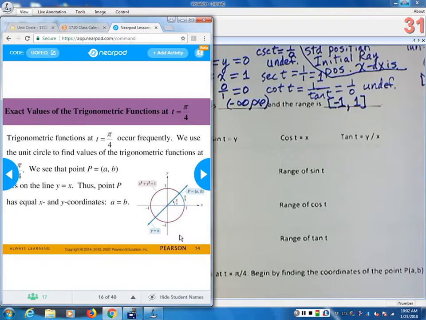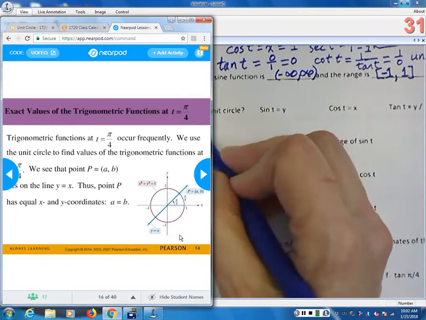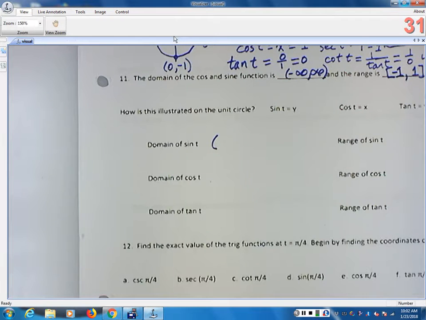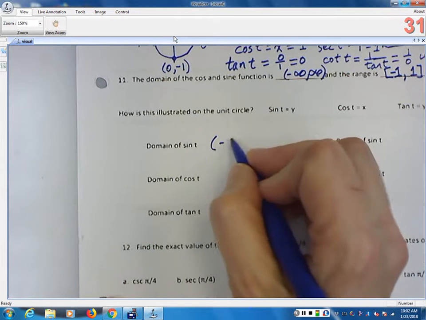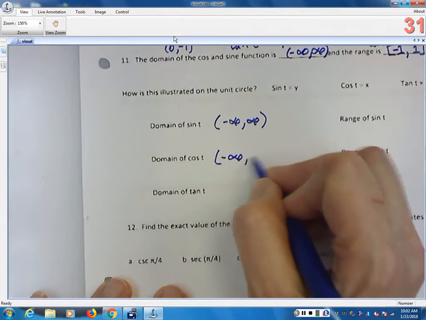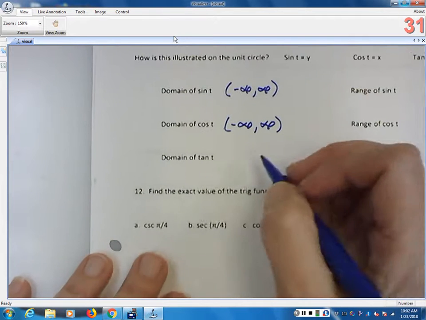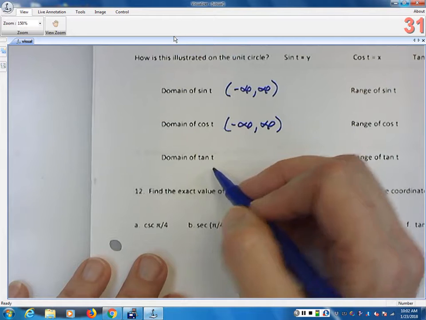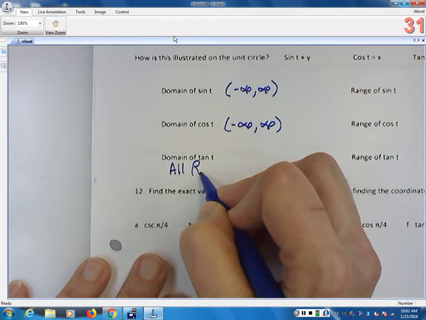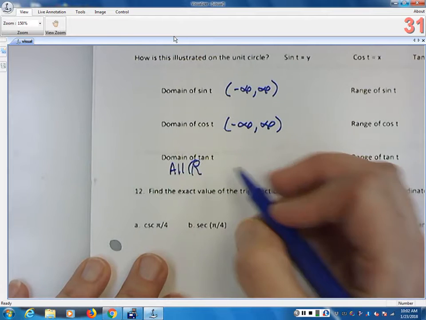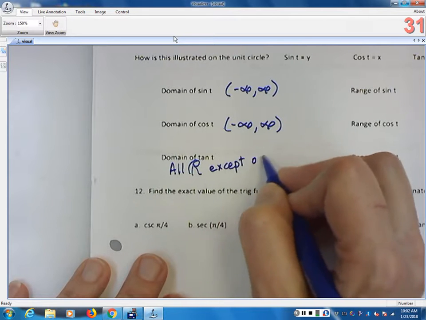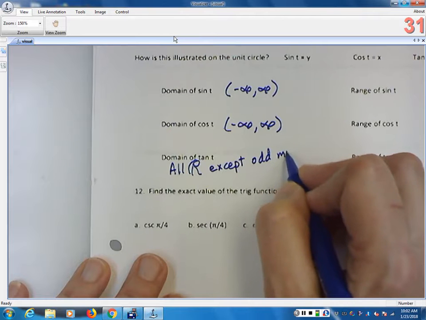All right, so I was going to fill these in, the domain then of sine and cosine. Let's get rid of this. It is minus infinity to infinity for cosine. The domain of tangent is all reals except odd multiples of pi over 2.